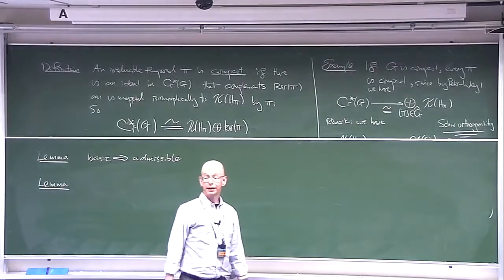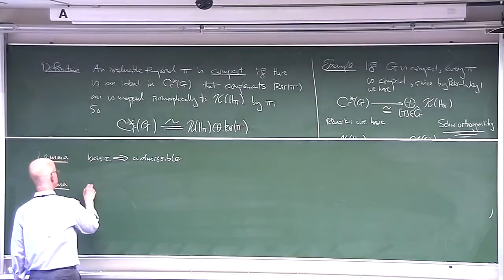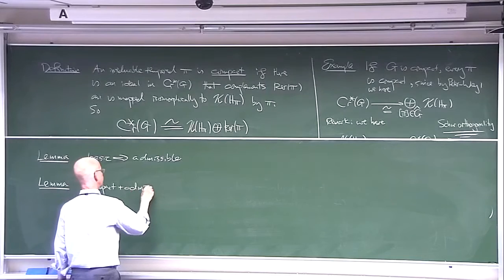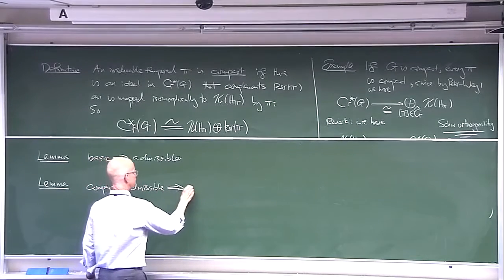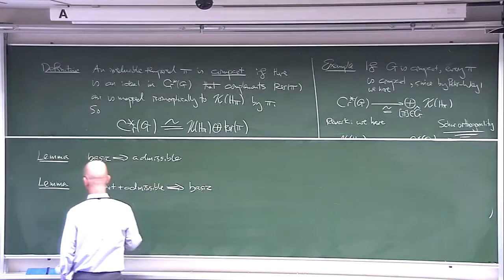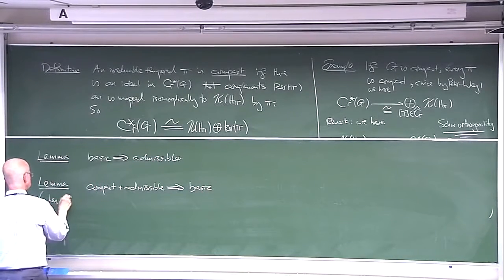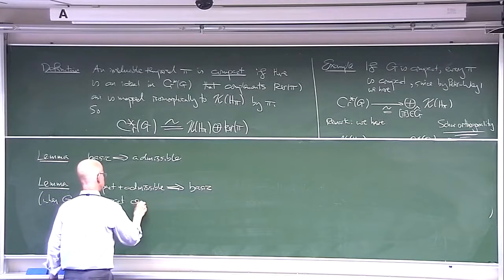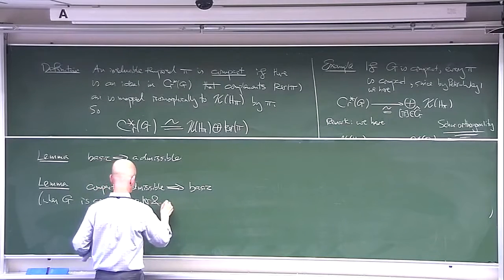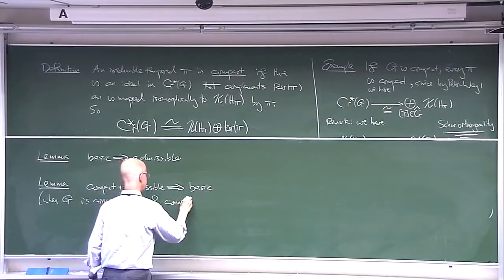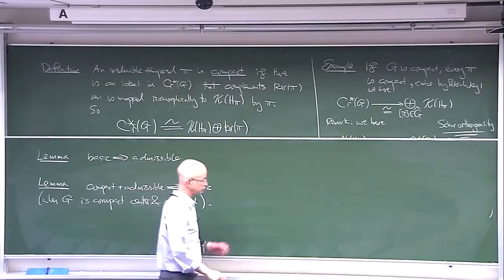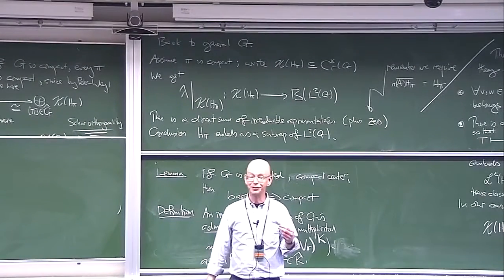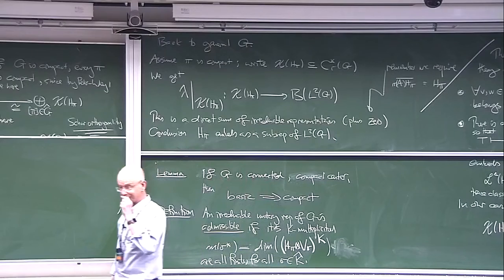And one final lemma is that you can turn all of these things around, namely compact plus admissible implies basic. And in all of this, we're talking about groups which have compact center and are connected. So that makes these basic representations a little less mysterious. Now we know sort of what they are.